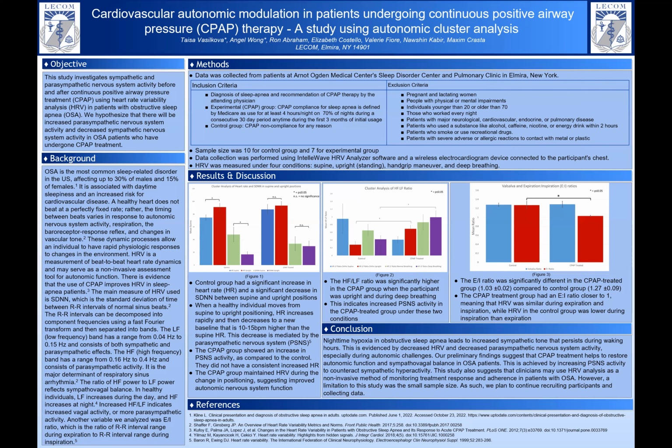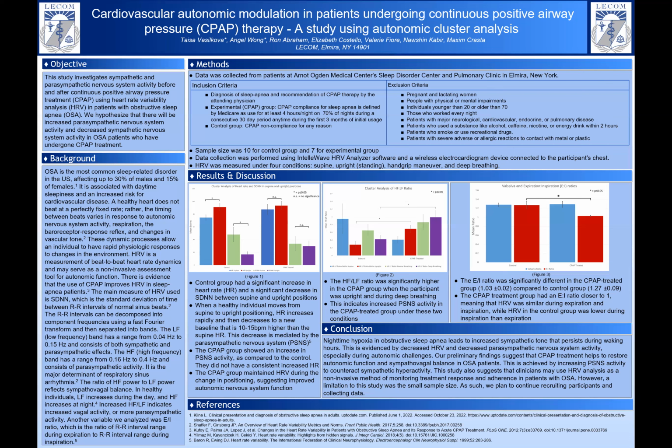Lastly, Figure 3 shows that the CPAP treatment group had an EI ratio significantly closer to 1, meaning that HRV was similar during expiration and inspiration. In contrast, HRV in the control group was lower during inspiration than expiration. This indicates that HRV was maintained in the CPAP group during inspiration and expiration.